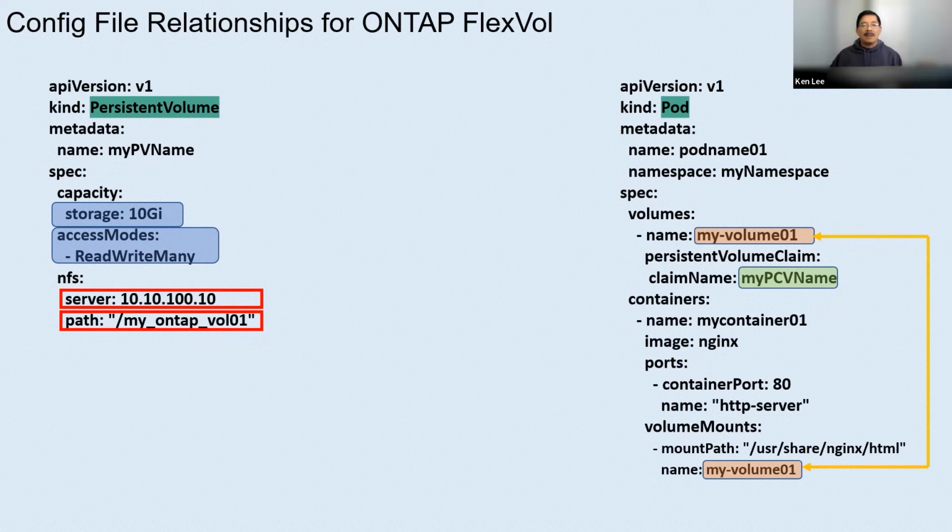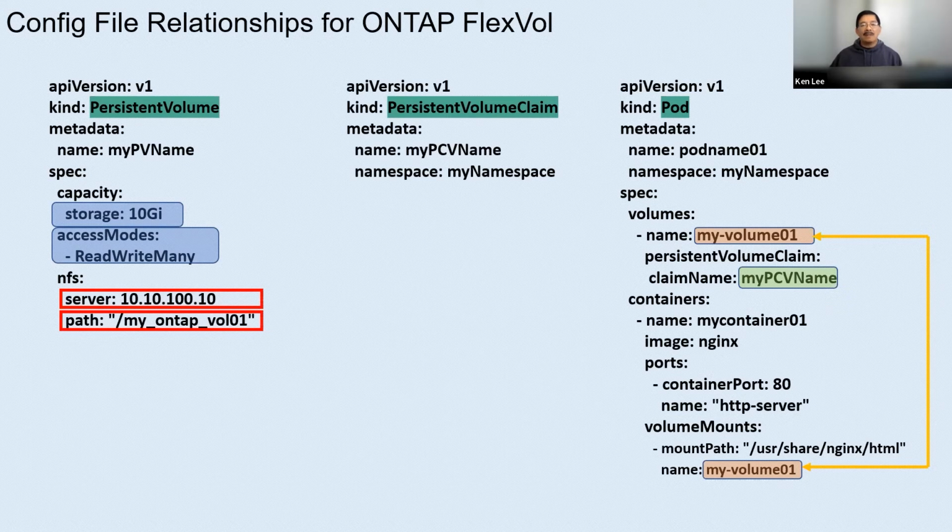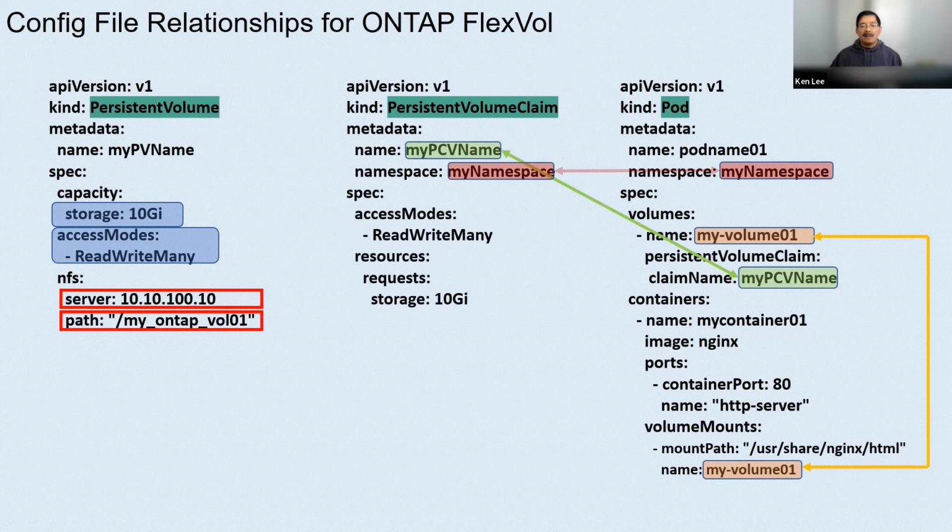The last object is the persistent volume claim. This object ties the persistent volume object and the pod object together to access ONTAP storage. This section is the standard for the persistent volume claim. A persistent volume claim must be in the same namespace as that of the pod that will be using this persistent volume claim. The name is the name used by the claimName defined in the pod config file at the volume spec section. The spec section should match that of the persistent volume.